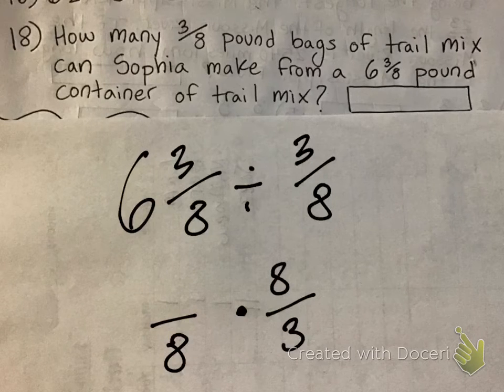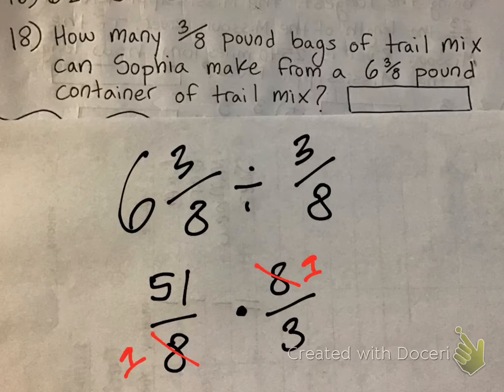What's 6 times 8? Let's see, Eureen. 48 plus 3, Olivia? 51. Let's see. Can I cross-cancel anything? This should be pretty easy. What can I cross-cancel, Marcus? The 8 and the 8. Boom, boom. They go away. Can I cross-cancel anything else?